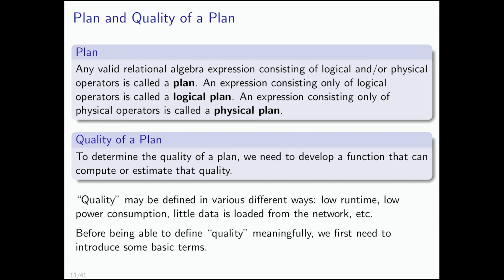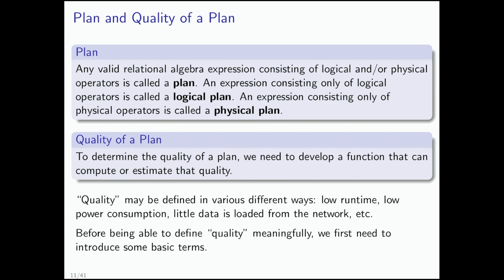Maybe you're optimizing for the fastest plan. Maybe that's your optimization goal. So low runtime is a typical thing we do. But it could also be low power consumption, and that doesn't necessarily have to be the same as low runtime. You are running on some small device, some embedded system, and you really want to make sure that you don't waste energy. So low power consumption will be your optimization goal.